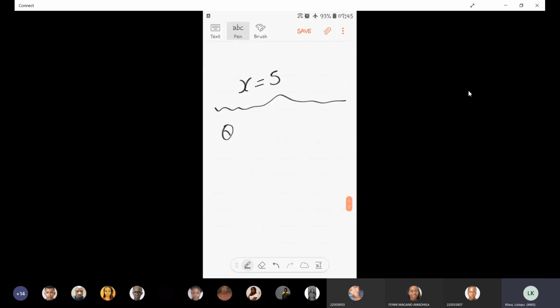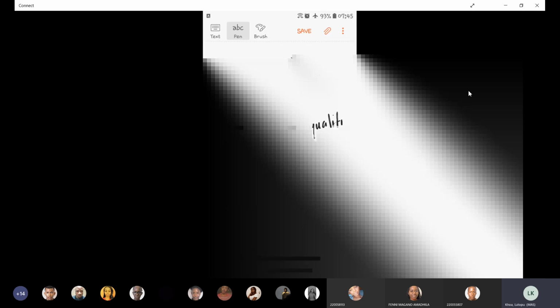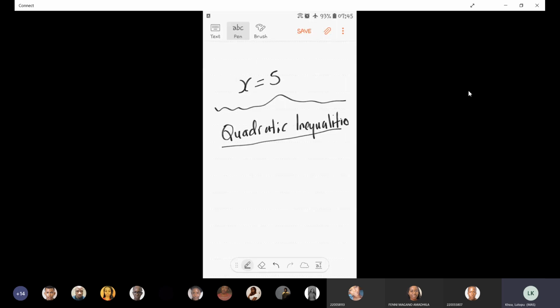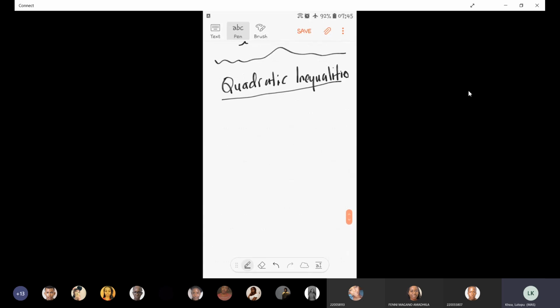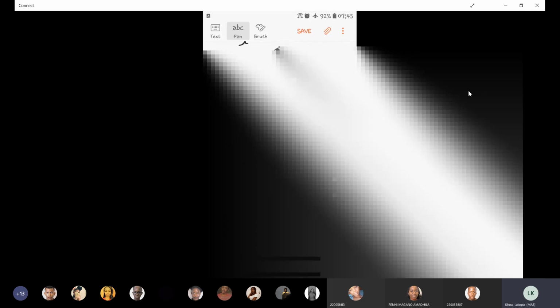Okay, so our quadratic inequalities. So we looked at some examples in the last class. We said that if you are given a quadratic inequality, first thing you have to do is factorize it, find your critical points. The critical points will tell you how to divide your number line, and then you form a table from the number line.